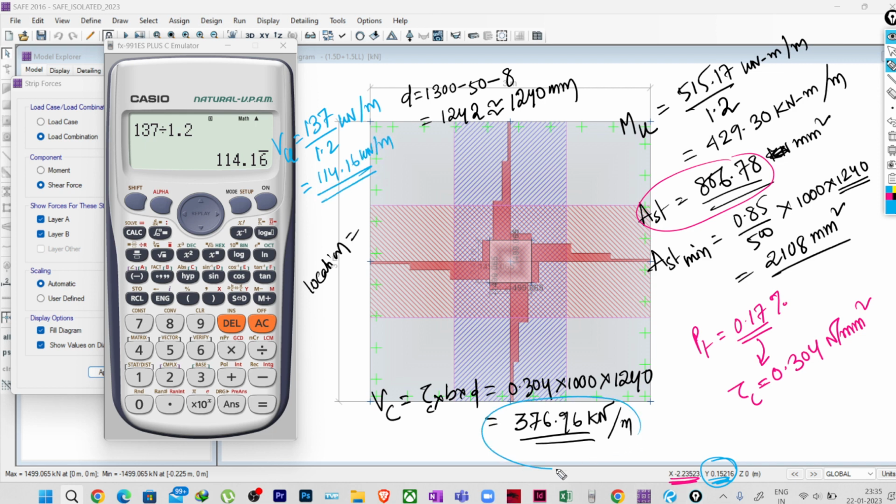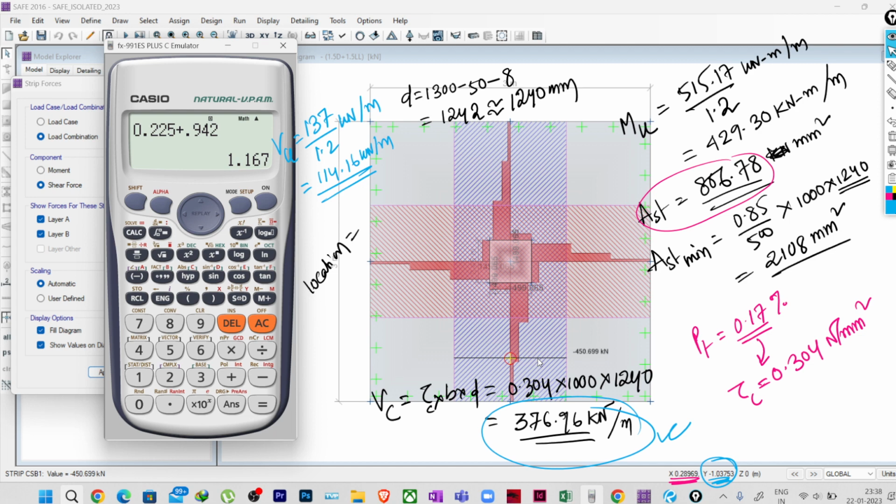And what is the shear capacity that we have got? The shear capacity that we have got is 376.96. Okay, so with the increase of depth, the shear has decreased, right? So we are getting a very minimum value of shear here. Our shear capacity is much higher than the shear demand, so we can provide 1300 mm. So this is it. This is how we find the depth of the foundation based on the one-way shear or two-way shear, whichever is critical.